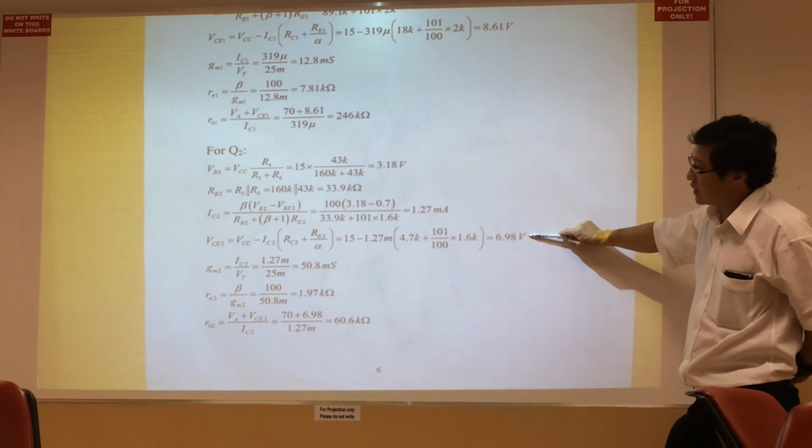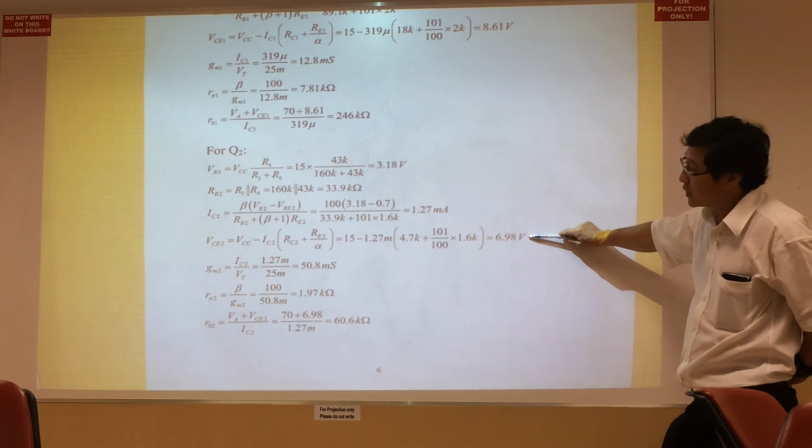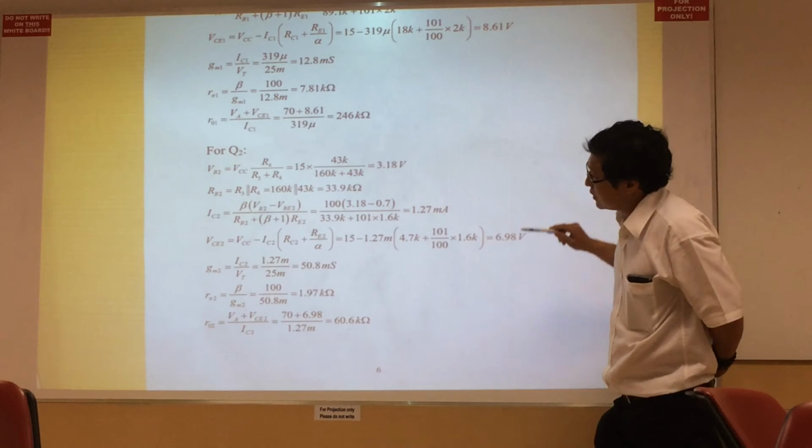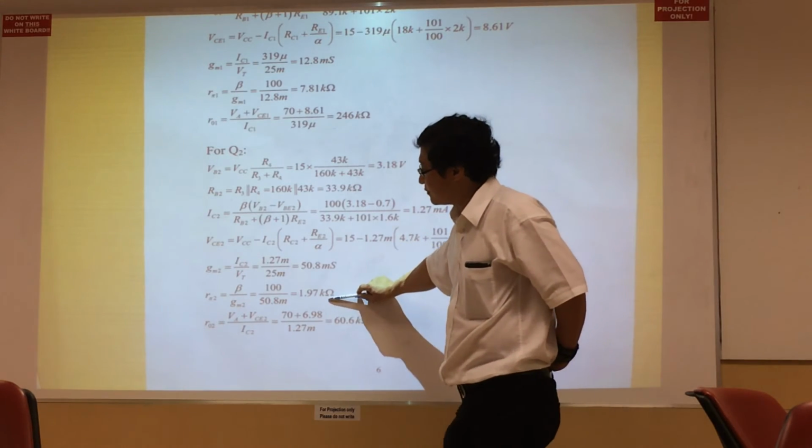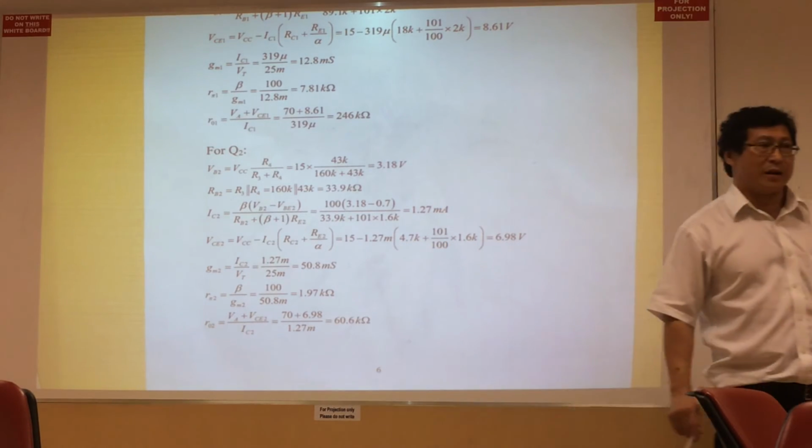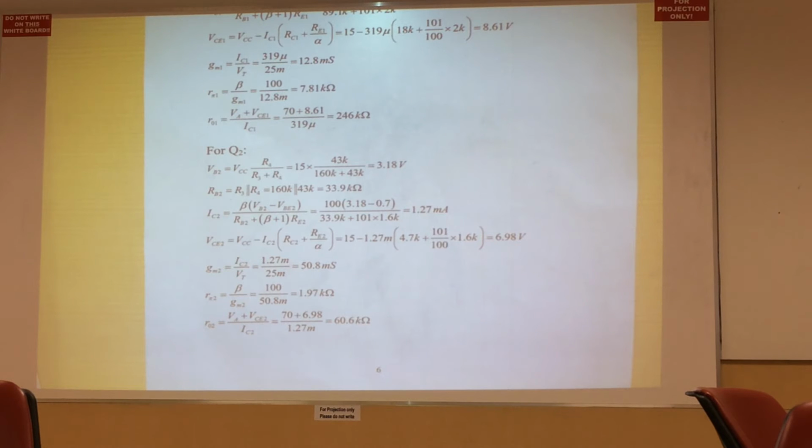Now looking at this again, the transistor is in the active mode, and therefore you know your Q point. From there you find out your GM, R pi, and R0 by the equation that is given to you. Okay? Once you have done that, do the third stage analysis.